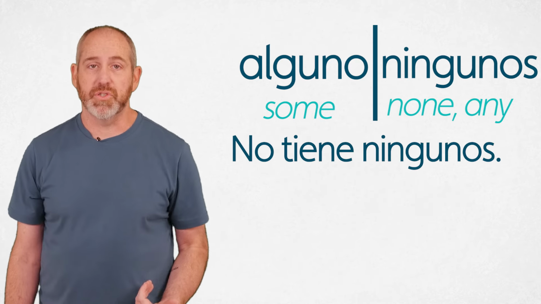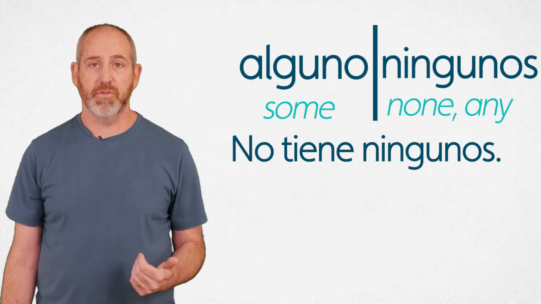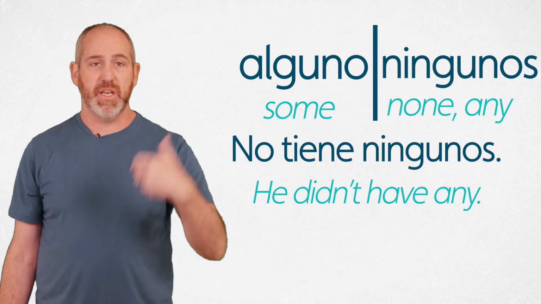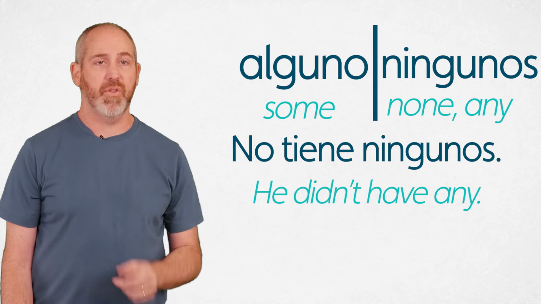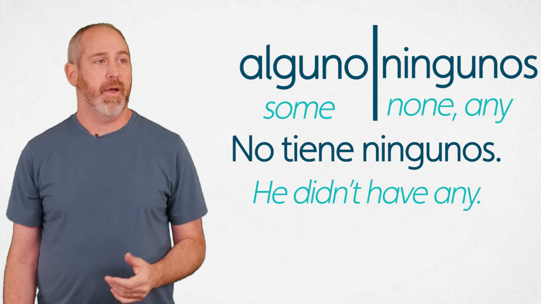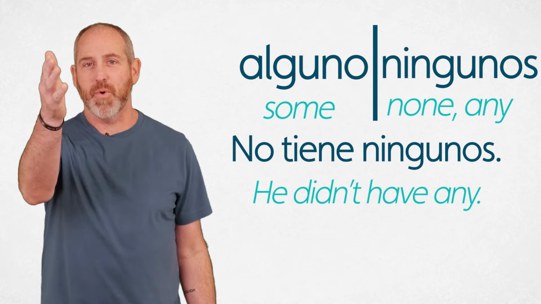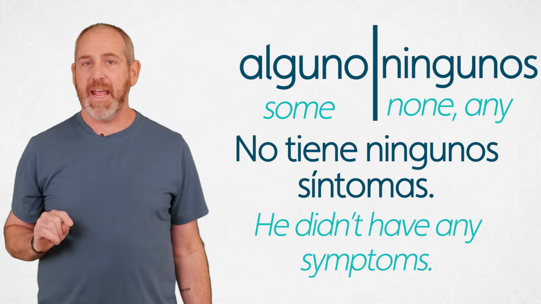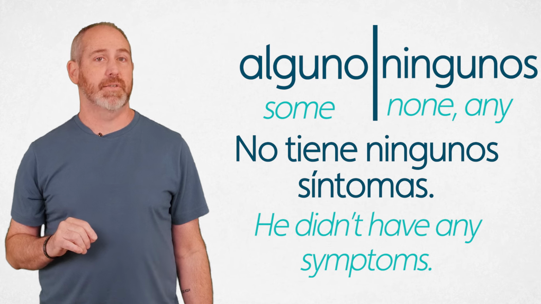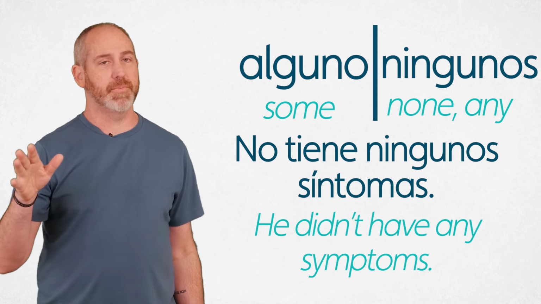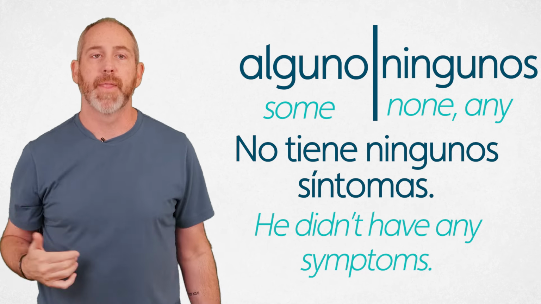All right, here's an example. No tiene ningunos. I could be talking to él, ella, or usted. He didn't have any. She didn't have any. You didn't have any. No tiene ningunos. Now, here's an example of a full sentence, if we want to be specific what we're talking about. No tiene ningunos síntomas. Okay? He didn't have any symptoms, or she didn't have any symptoms, or you didn't have any symptoms, usted form.